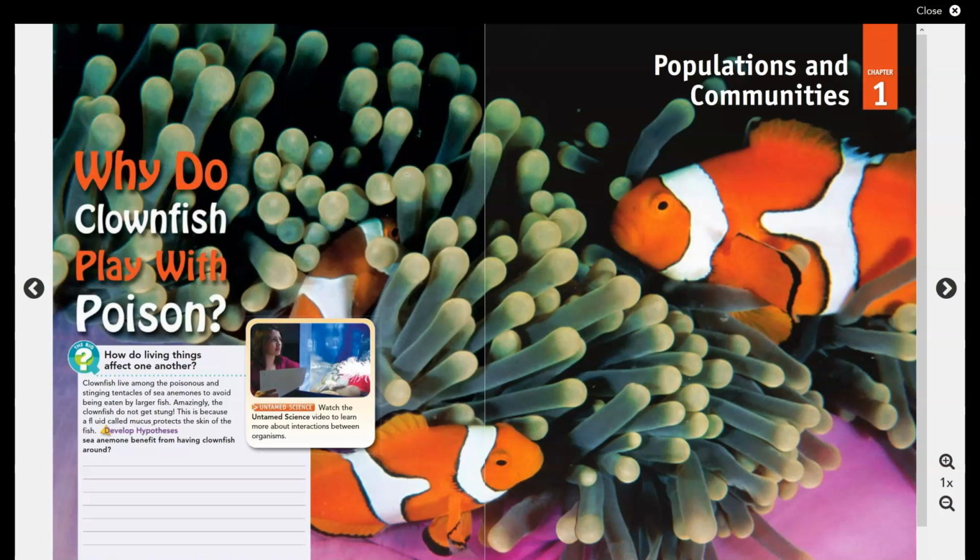Developing a hypothesis. How might a sea anemone benefit from having clownfish around? Take time to write this on your worksheet.